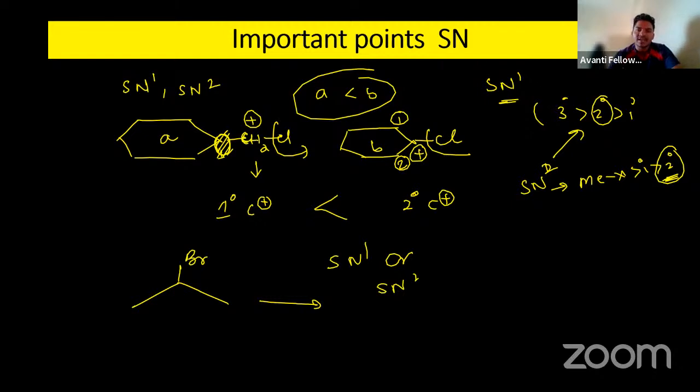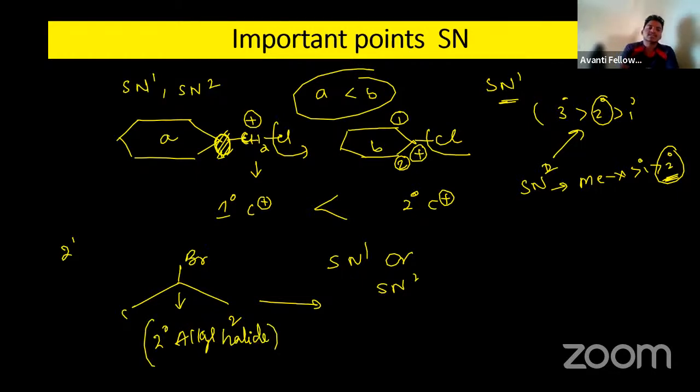So how to determine this? This is a secondary alkyl halide, because 1 and 2 carbons are there. So this secondary alkyl halide means this carbon is attached with bromine. Clear?